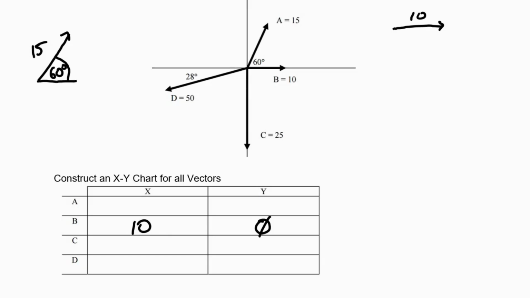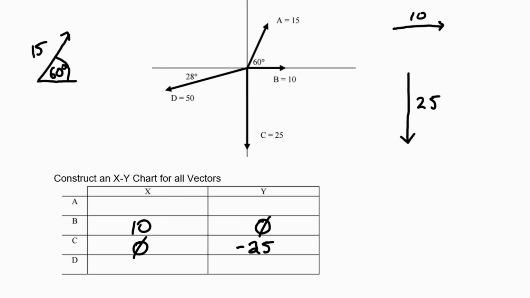Okay, what about C? How much is this vector going to the left and right? Is it going to the left and right at all? Nope. Oh, of course I wrote it in the wrong spot. And how much is this going up and down? Oh, not so fast. What did I do wrong here? Did I indicate the direction? No, I did.